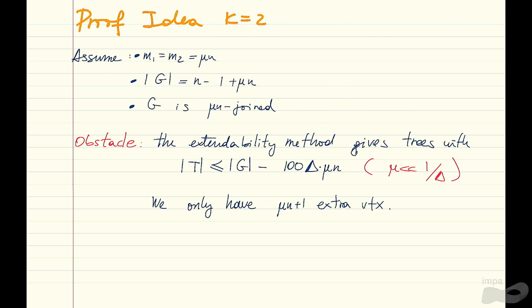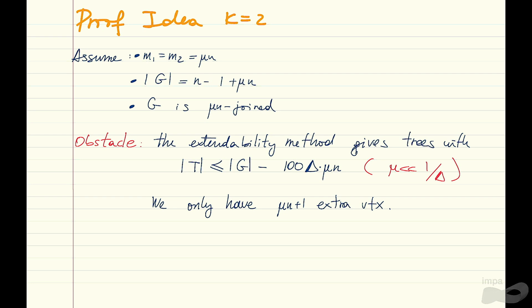So let's say for k equals 2. In this case, suppose m1 is equal to m2 and is equal to mu n. We have a graph G with m minus 1 plus mu n vertices. By assumption, say the graph G is mu n joined. So this is essentially the same as saying that the blue graph contains no copy of K mu n, mu n.